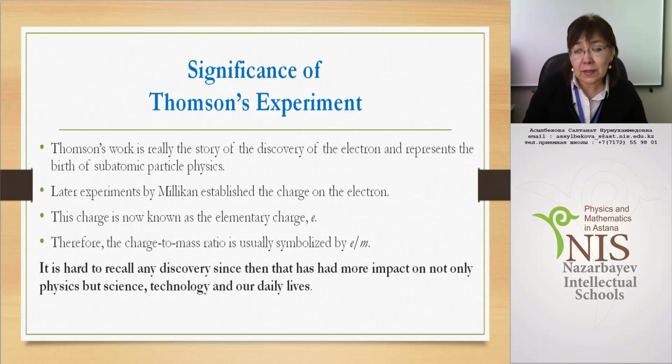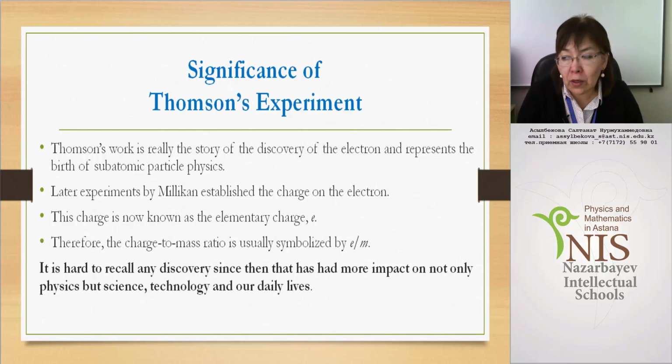Why do we have to study Thomson's experiment? What is its significance? Thomson's work is really the story of the discovery of the electron and represents the birth of subatomic particle physics. He also won the Nobel Prize for the discovery of electrons and the model of atoms, like Crookes, who won a Nobel Prize for discovering the cathode ray tubes.